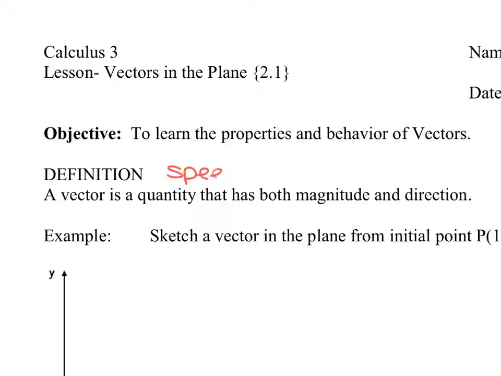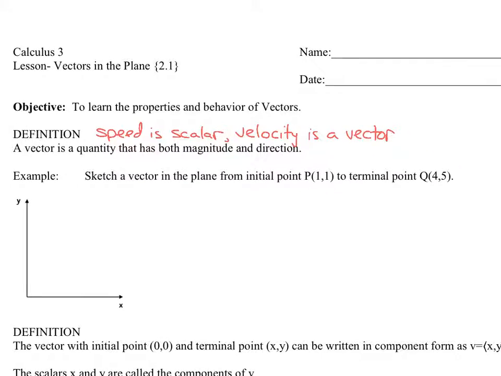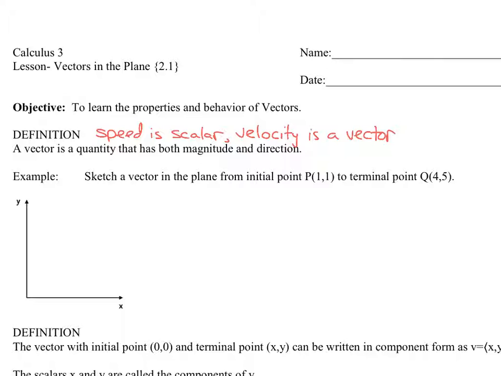Speed is a scalar. Velocity is a vector. All right, because speed is really just talking about the magnitude of the velocity. All right, velocity is incorporating direction too.